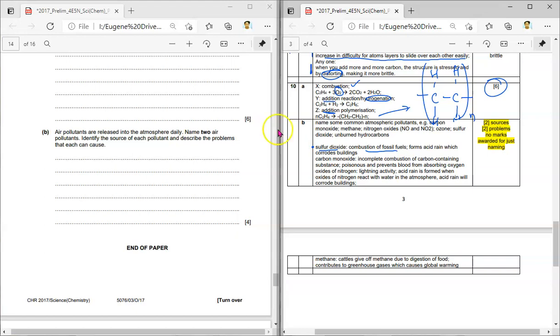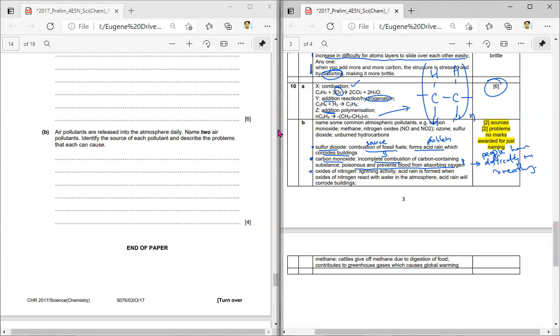And describe the problem. It forms acid rain which corrodes buildings. So this is the air pollutant, this is the source, this is the problem, or the effect. Carbon monoxide, this is the air pollutant, this is the source. This one here is actually the problem. Sometimes people will say difficulty in breathing. We can also accept that, difficulty in breathing for people. Okay, so take note of this.